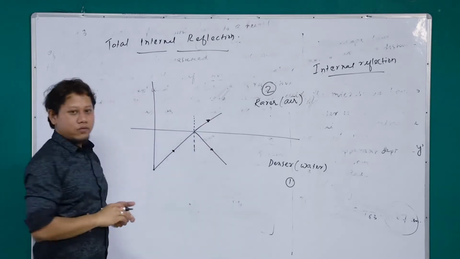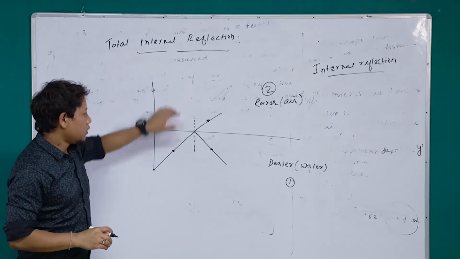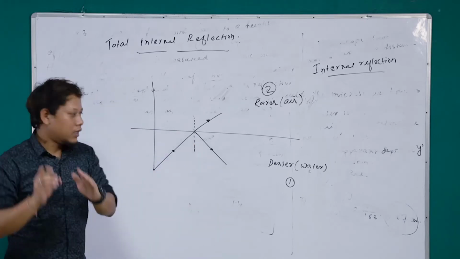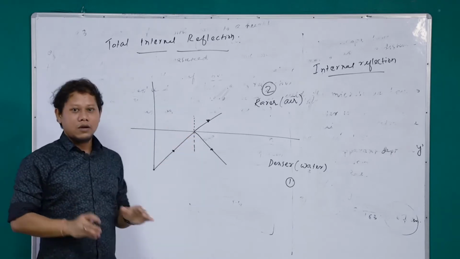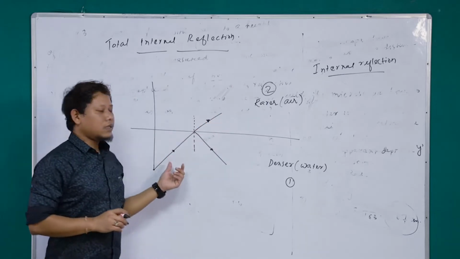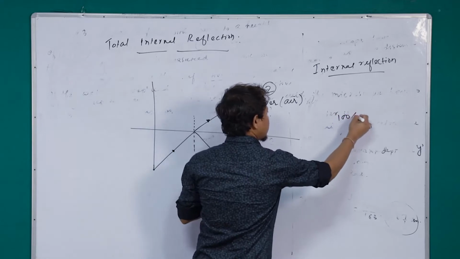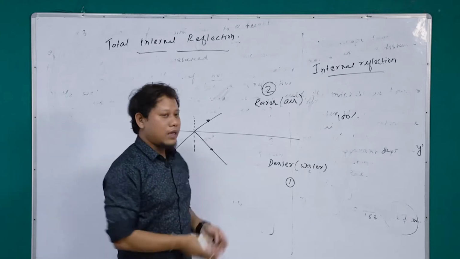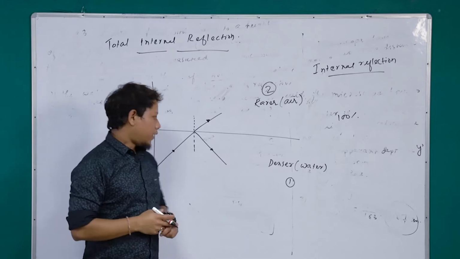So here two phenomena are taking place. The ray of light is traveling from denser medium to rarer medium. Some part of the ray is reflected back to the same medium, and some part is traveling to the other medium. This phenomenon is called internal reflection. Out of 100% light, some portion is reflected back into the same medium, and the rest travels into the other medium.